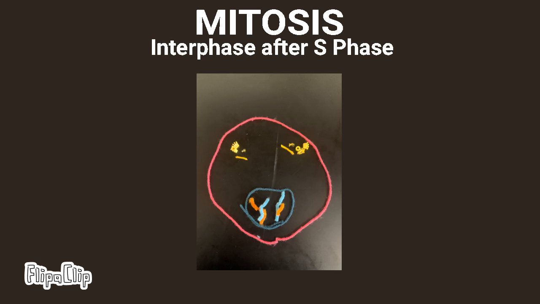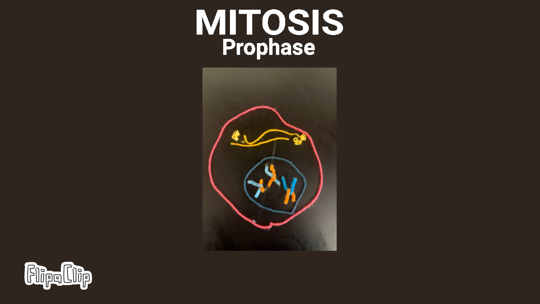During prophase in mitosis, you can see that the DNA coils and becomes visible as chromosomes. The nuclear membrane disappears, the nucleolus disappears, and the centrioles migrate to the poles.